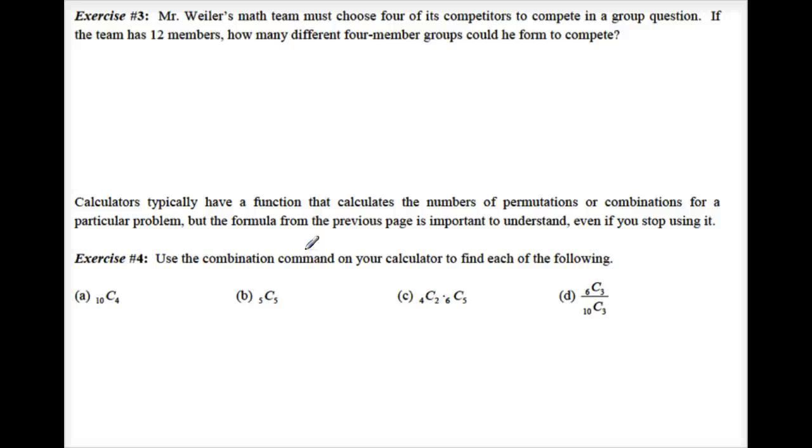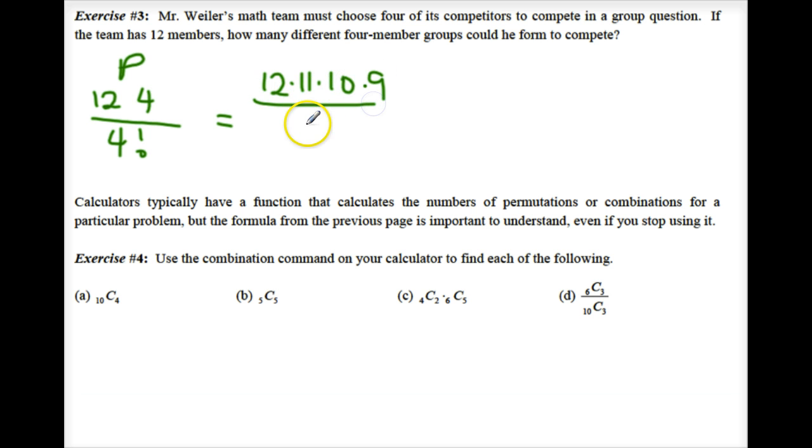So the first thing we're going to see is whether the order in which Mr. Wheeler chooses the competitors matters. I want to use my formula, 12 choose 4, over 4 factorial, because the order does not matter. So this becomes 12 times 11 times 10 times 9, over 4 factorial, which is 4 times 3 times 2 times 1.